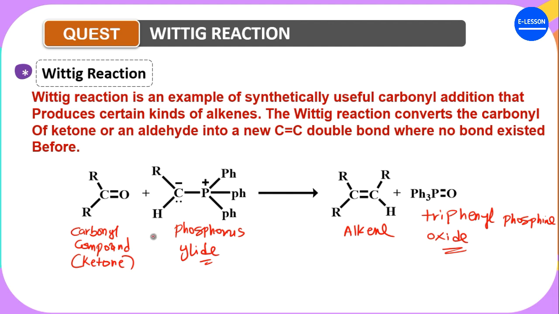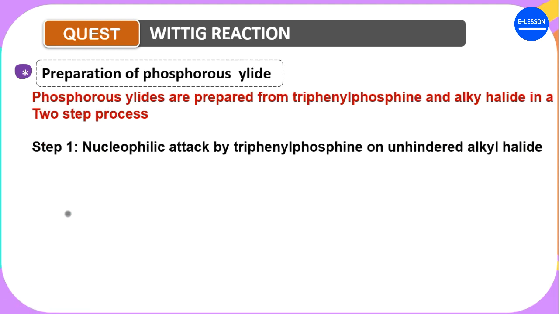So that is that. Now, when this reacts with this, we say it's going to form an alkene with a triphenyl phosphine oxide. So what we are going to look at next is how the phosphorus ylide is synthesized. Now, the phosphorus ylide is prepared from triphenyl phosphine and alkyl halide in two steps.